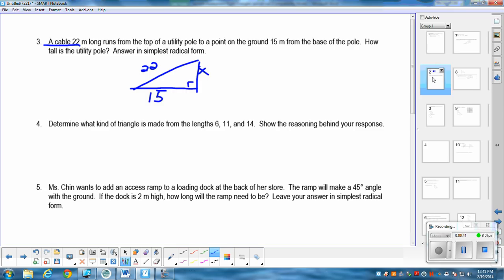We know there's a right angle there. So we know two sides of the right triangle. We're looking for the third side. So we have leg squared plus leg squared equals the hypotenuse squared.